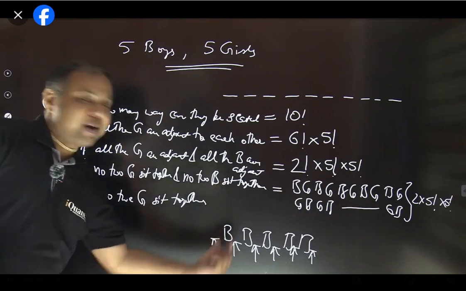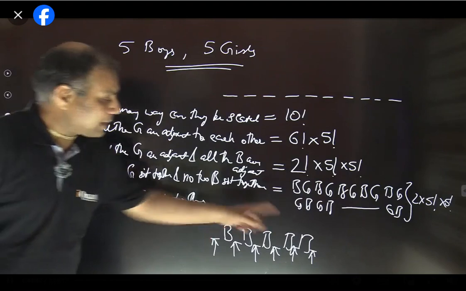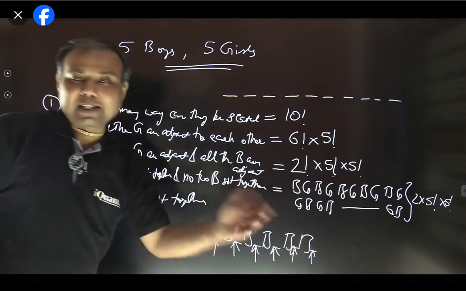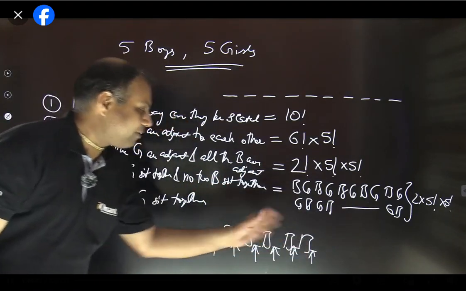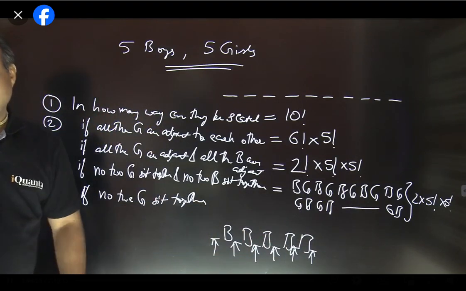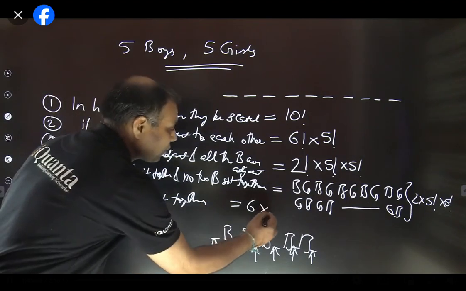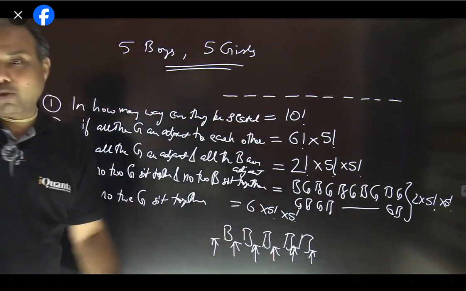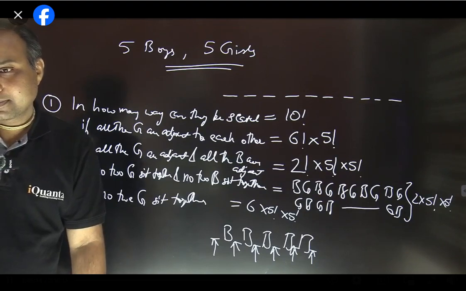I cannot put 2 girls between 2 boys, because in that case 2 girls will be sitting together. Isn't it? So out of these 6 places, I need to select 5 places for the 5 girls. Or I can also say that out of the 6 places, 1 place is to be discarded. So which one to discard? Either the first, second, third, fourth, fifth, or sixth. There are 6 ways to fix the positions. So the answer would be 6 ways to fix the positions, then 5 factorial ways to arrange the boys among themselves, and 5 factorial for the girls to arrange among themselves. Fine? Is it clear?